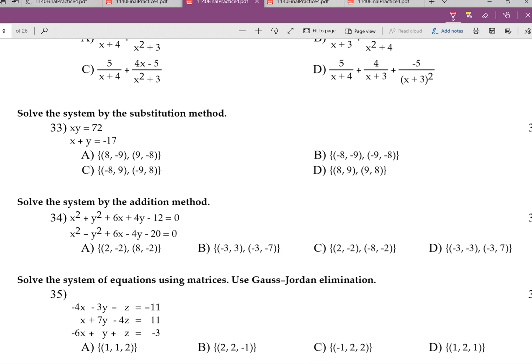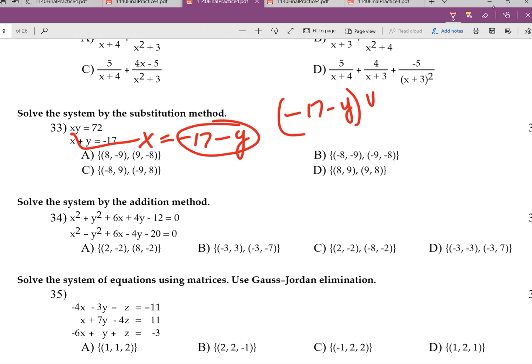So basically, you choose which one you want to use. X or Y, doesn't matter. So let's say x is equal to negative 17 minus y. And so what I'll do is I'll take this and substitute it in here. So now I have negative 17 minus y times y is equal to 72.